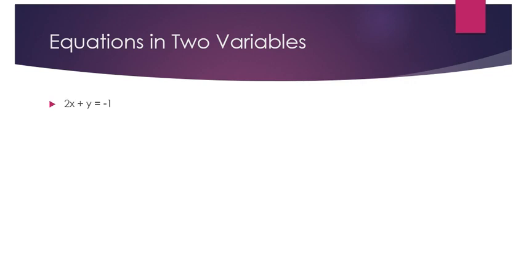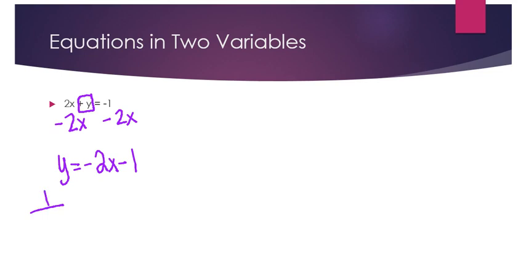Okay? So let's solve 2x plus y equals negative 1. Alright? So we have to isolate for y first. So we'll subtract 2x from both sides of our equation. So we get y equals negative 2x minus 1. Now I'm going to make a little table right over here, and I'm going to get my x and y values. And like I said, we just pick any values for x. So I'm just going to do 0, negative 1, and positive 1.